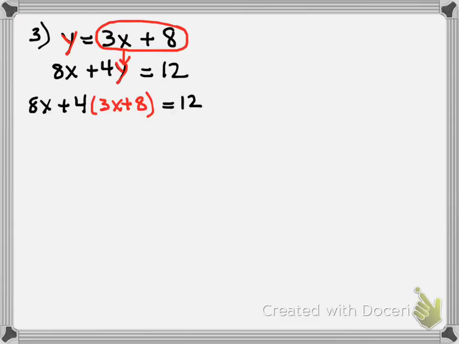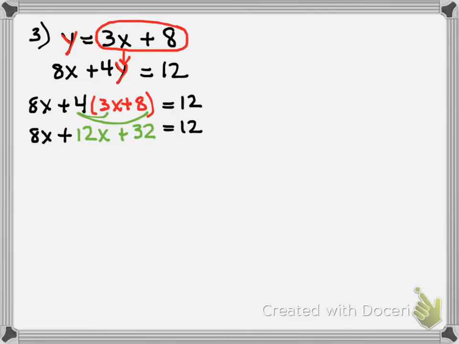All right, how do I solve an equation that looks like this? What's the first step? Yeah, I'm going to have to distribute. So I have 8x, and then plus, and then I'm going to multiply 4 times 3x, which gives me 12x, and positive 4 times a positive 8 gives me a positive 32. And then that equals 12.